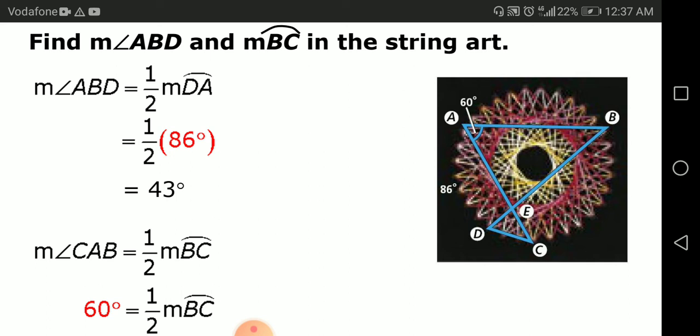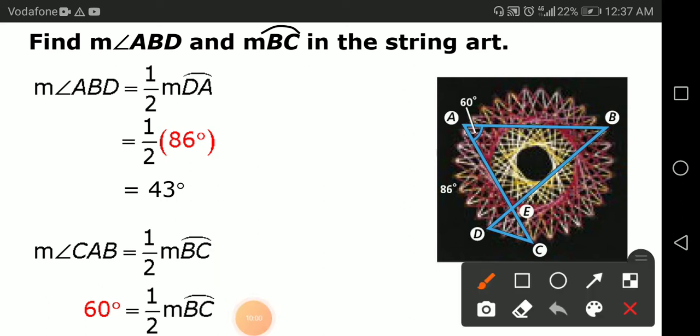So let's complete. I have to find the measure of angle ABD, and the measure of arc BC in the string art. ABD, this one is required. And what else? Arc BC. So let's focus, and it's given here 60 degrees, 86, and what else? Let's see.